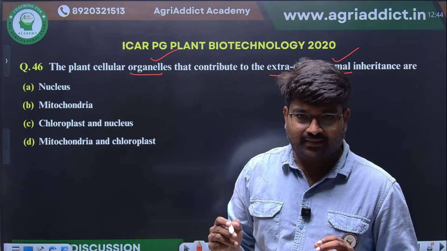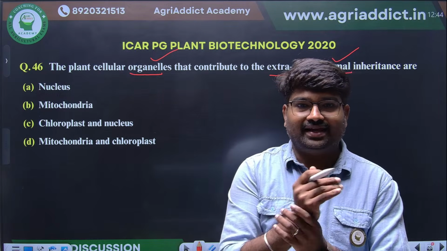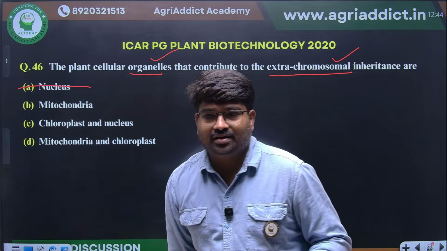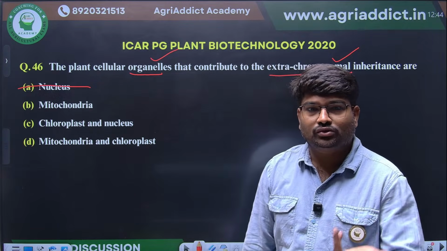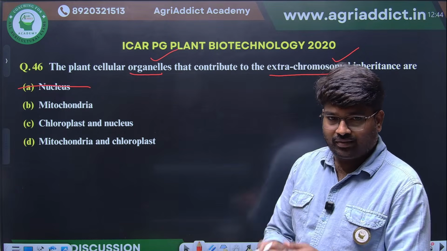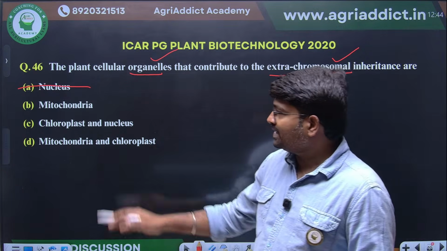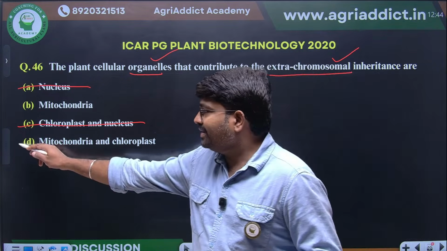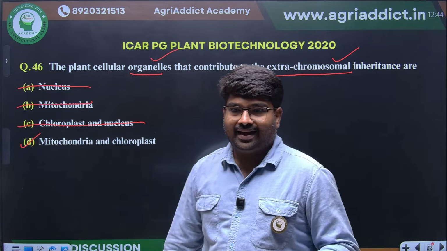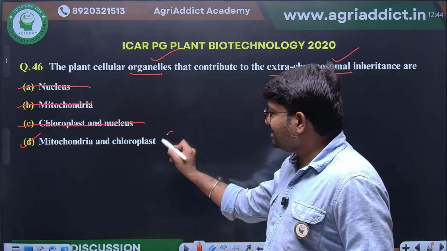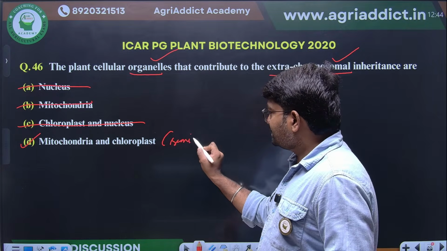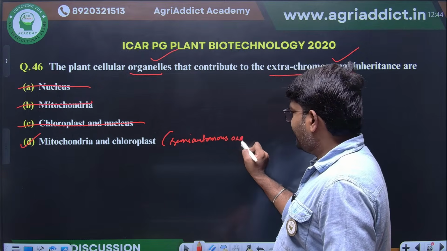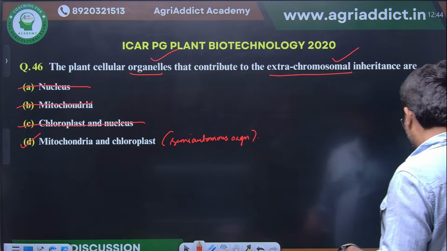What will be the answer? Extra chromosomal inheritance will be there at the nucleus, so sure, it will not come, if they are already asking about extra chromosomal inheritance. What will be the answer? Mitochondria and chloroplast. Yes, mitochondria and chloroplast is the right answer. Yes, they are semi-autonomous organelles. Semi-autonomous organelle, this is also an important point you have to remember.